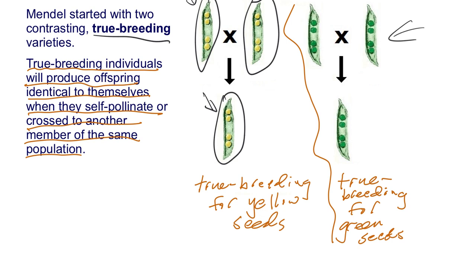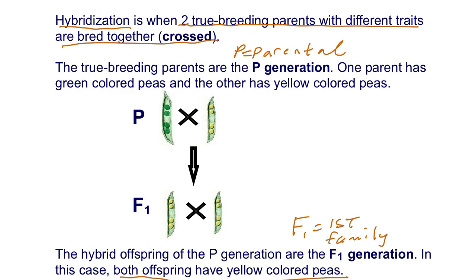So he isolated purebreds. This can also be called a purebred for yellow seeds. We say that a purebred is true breeding. Every time you breed it with an individual with yellow seeds, it will produce children that have yellow seeds. He used these terms.